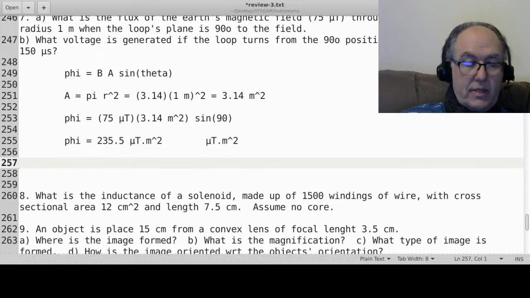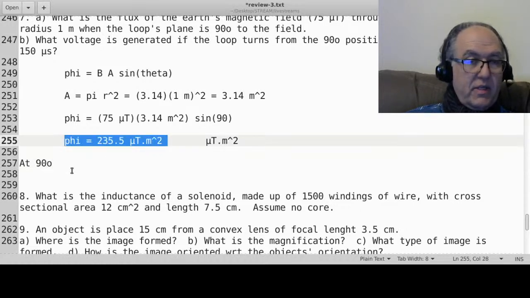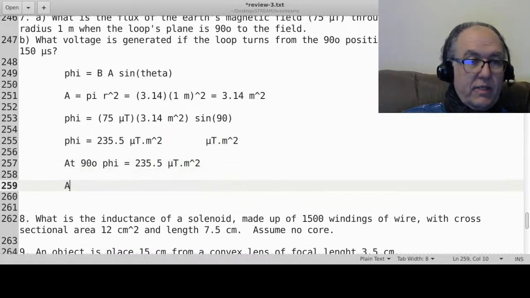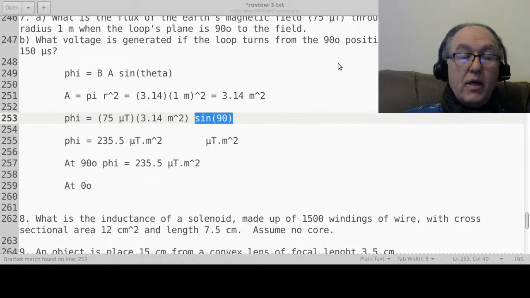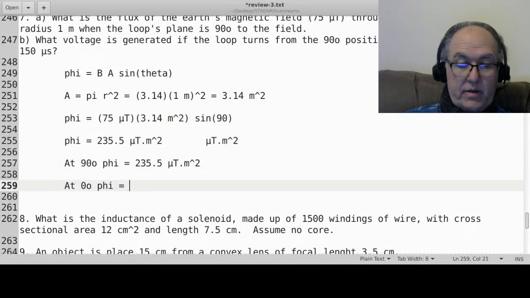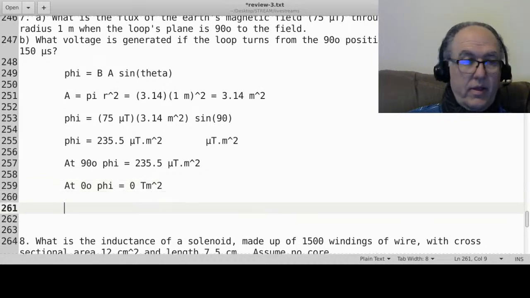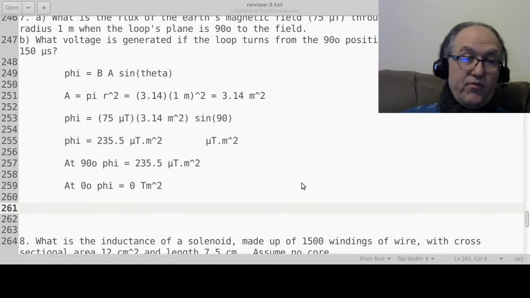So let's say first at 90 degrees, you have a flux of this. But at 0 degrees, well, what's the sine of 0? Sine of 0 is 0. At 0 degrees, the flux is 0 Tesla meters squared. So you're going from this certain value of the flux to 0.